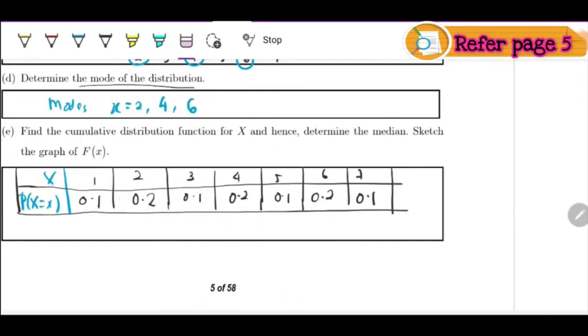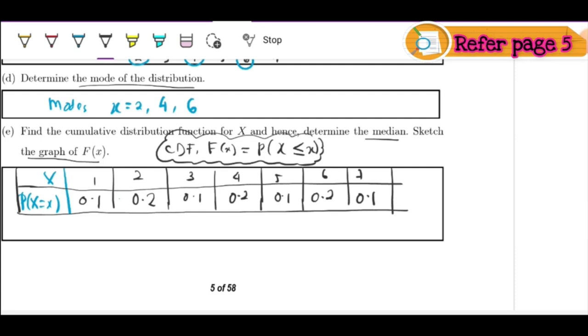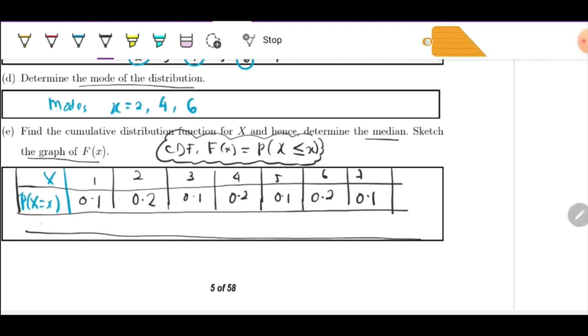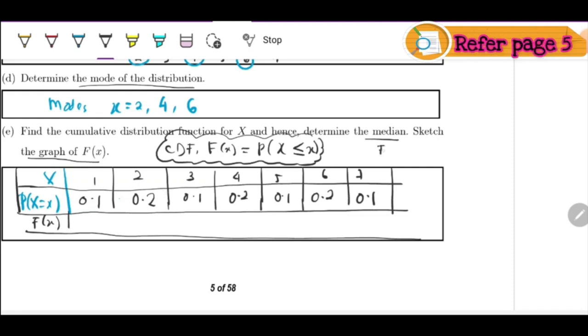E. Find the cumulative distribution function for x and determine the median, hence sketch the graph. So by definition, CDF or capital F(x) is equal to the probability of X less than or equal to x. So to find the CDF, firstly, you must add one row below the probability. F(1) means P(X) is less than or equal to 1. So the value is 0.1.